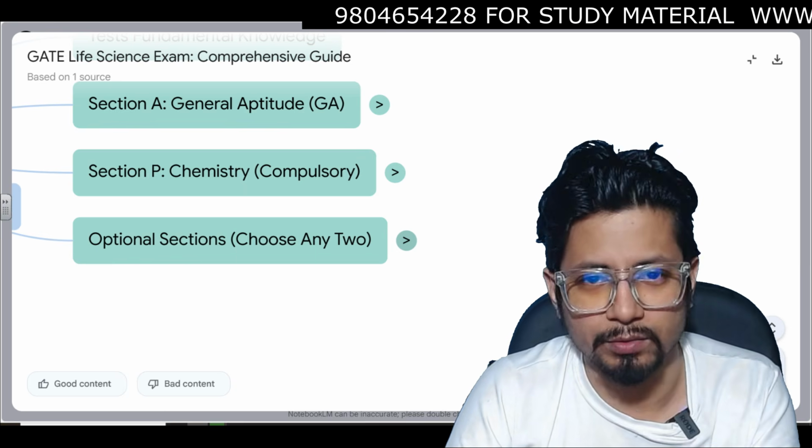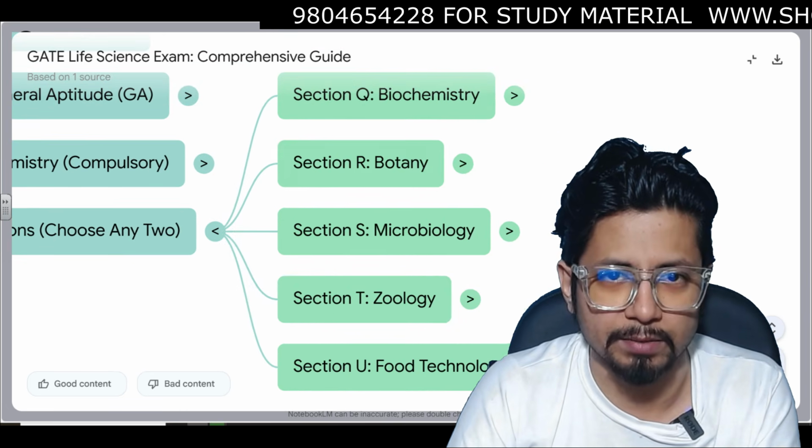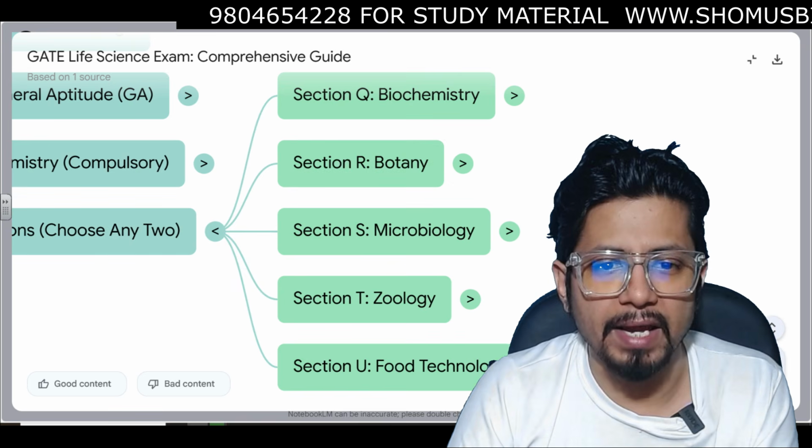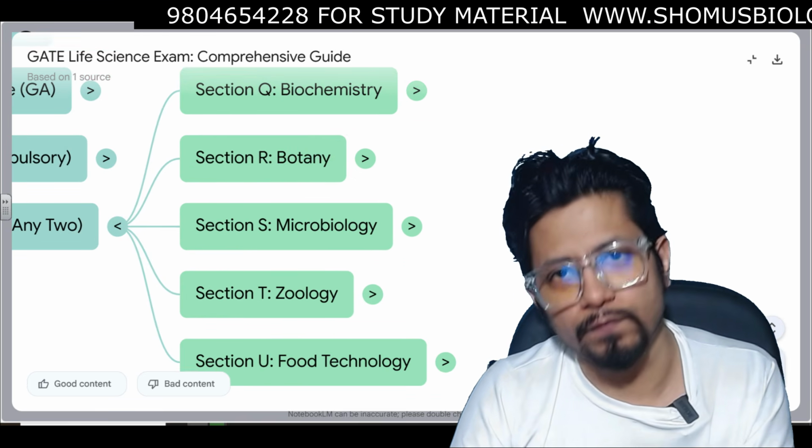Any 2 sections you can choose from the optional section, any 2 subjects, either biochemistry, botany, microbiology, zoology or food technology.